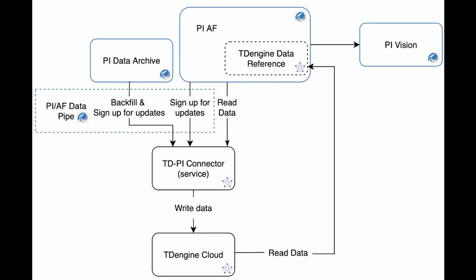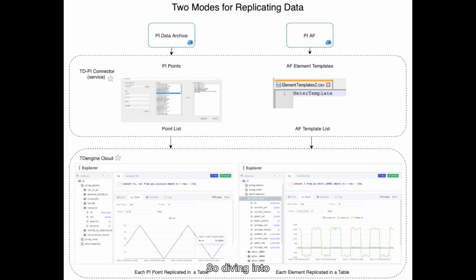So our goal with building this connector was to provide the best of both worlds. We want customers to retain their investment in PI and still use all the capabilities that PI is great at. We also wanted to provide a modern database with data analytics, powerful open source tools, and additional capabilities for working with your data. So diving into the data connector and how it works, there are two modes for replicating data.